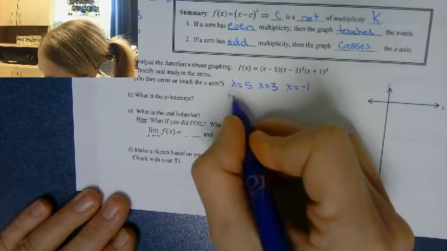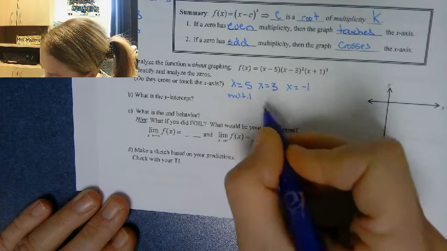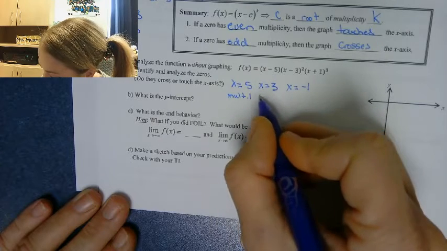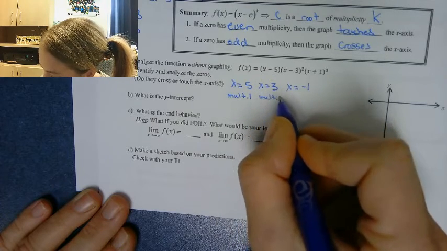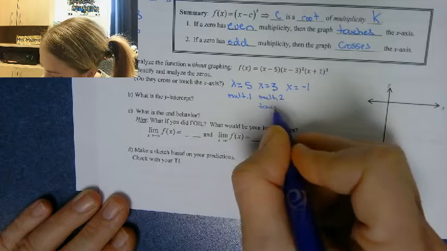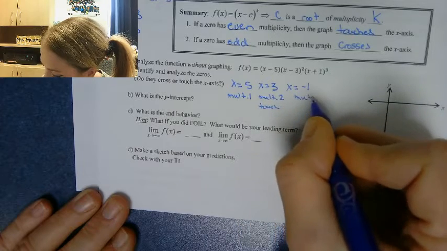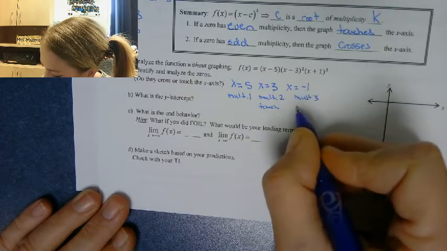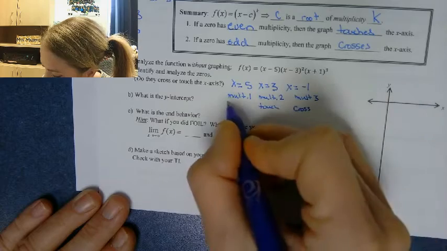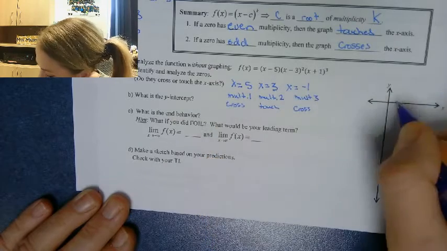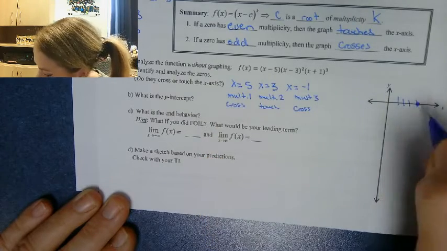So this has a multiplicity of 1. That's odd. That's going to just cross. This has a multiplicity of 2, so this is going to touch. And this has a multiplicity of 3, so it is going to cross. All right, so great. At 5, I know, is that 4?